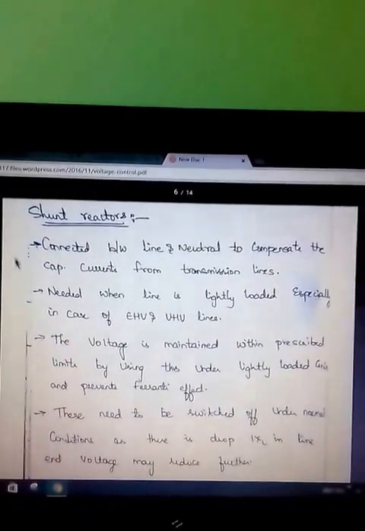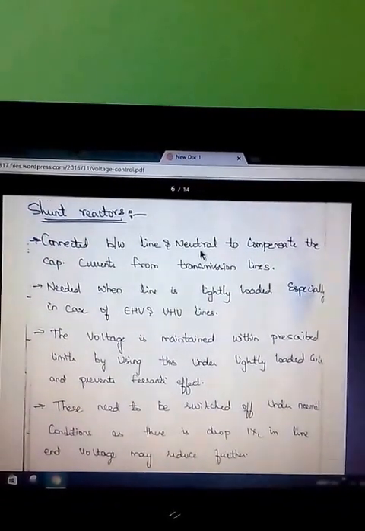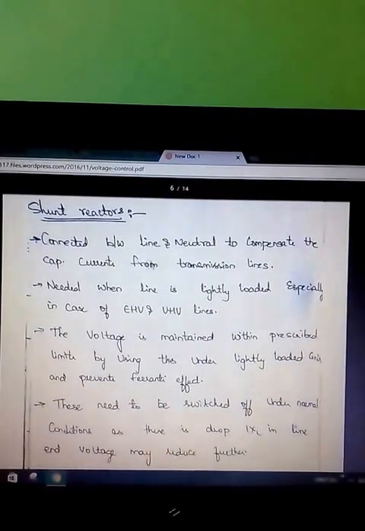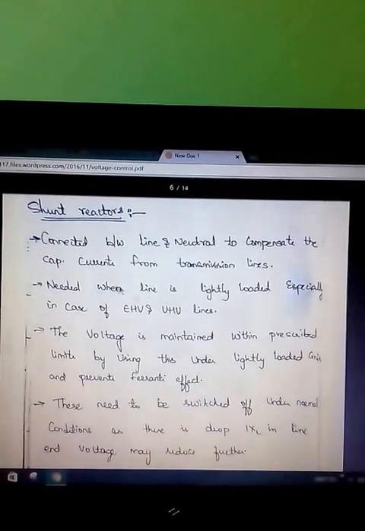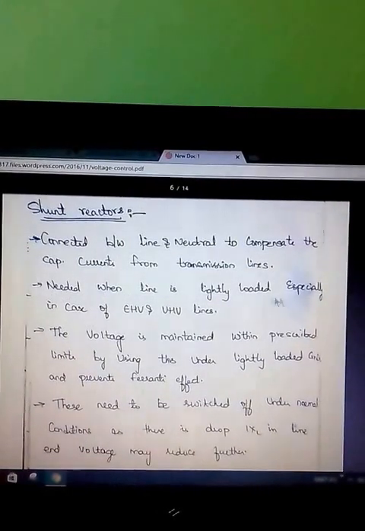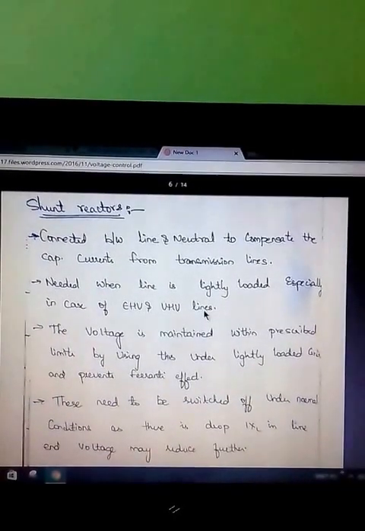Next is shunt reactors. Shunt reactors are usually connected between line and neutral to compensate the capacitive current from the transmission lines. So to reduce the capacitive currents, we connect them between line and neutral. They are needed when the line is lightly loaded, especially in the case of EHV and UHV lines.